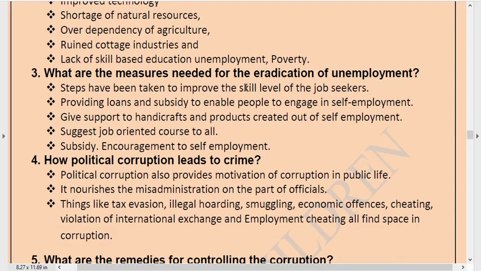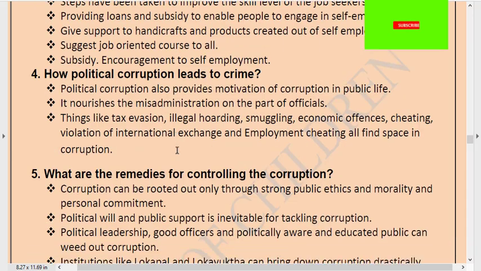Next question. What are the measures needed for the eradication of unemployment? Steps have been taken to improve the skill level of job seekers, providing loans and subsidies to enable people to engage in self-employment. Give support to handicrafts and products created out of self-employment. Suggest job-oriented courses to all. Subsidy and encouragement to self-employment.